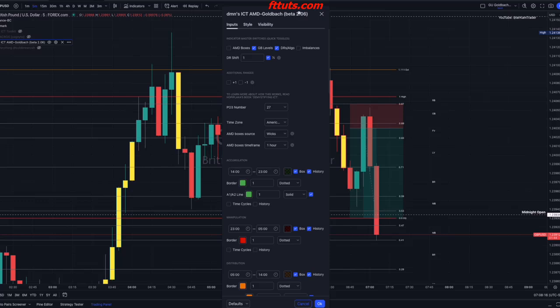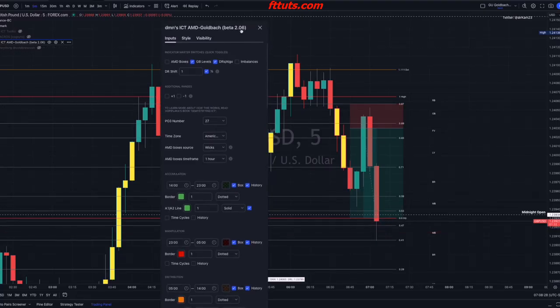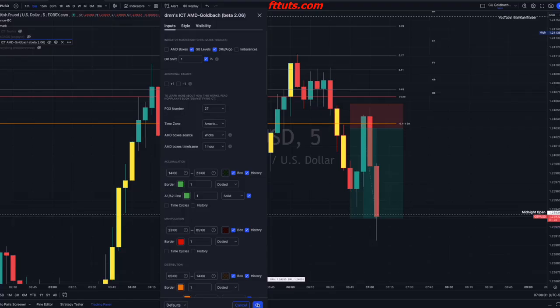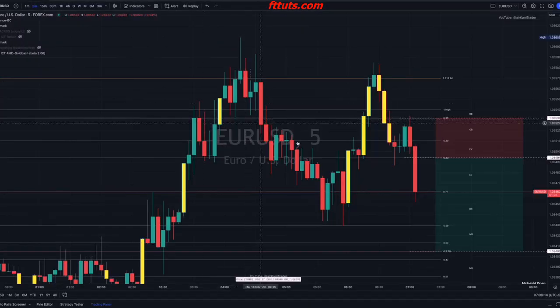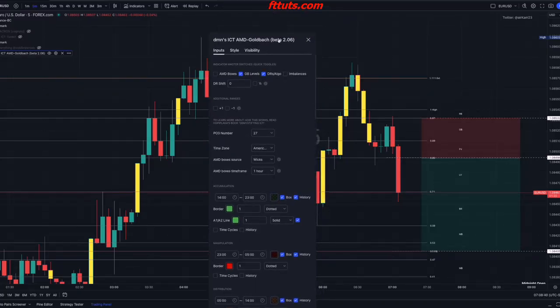So half shifting GU, where the setup wasn't there, once you half shifted it, you could see it aligned perfectly. So you had the order block in the right place, you had the sweep in the right place, and you had the fair value gap in the fair value gap GB level. You need to study this and really become proficient with it.